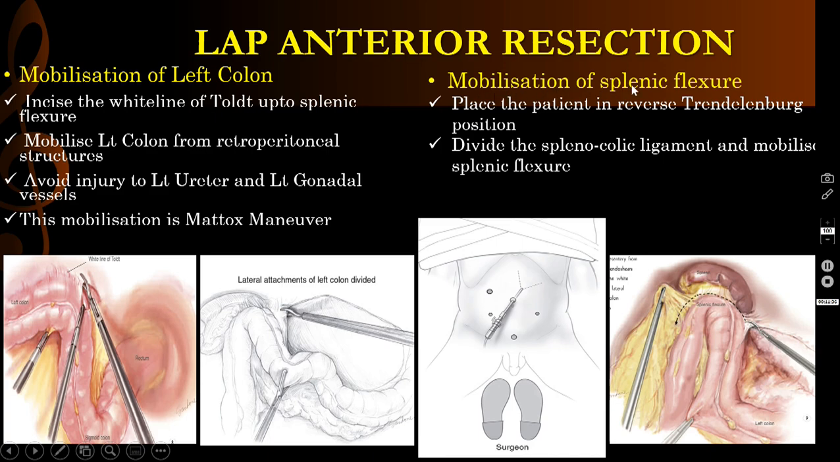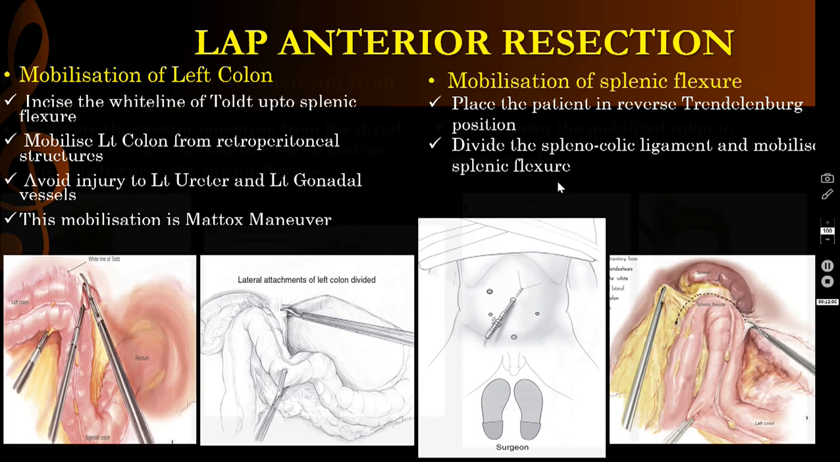Now coming to the mobilization of the splenic flexure, which is the next step. Now you have to place the patient in reverse Trendelenburg position, and focus the camera to the upper part here, the splenic flexure. Now you can divide the splenocolic ligament and you have to mobilize the splenic flexure.